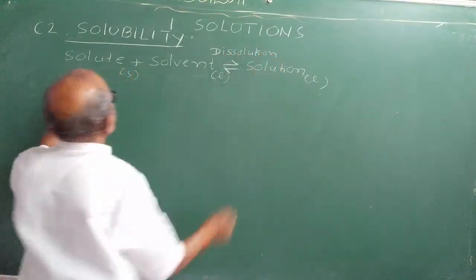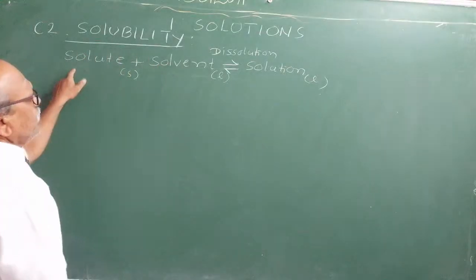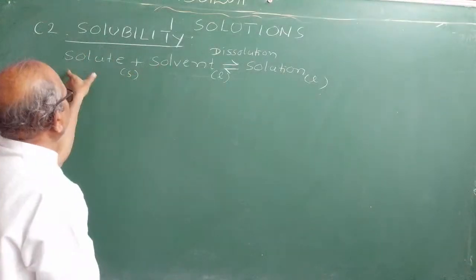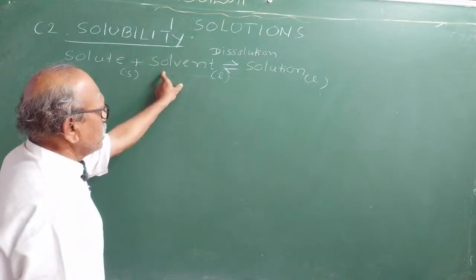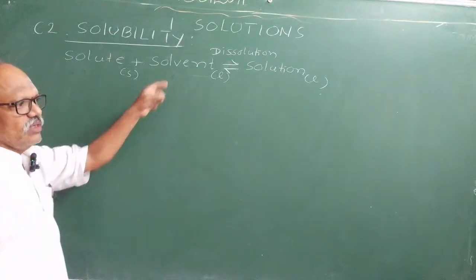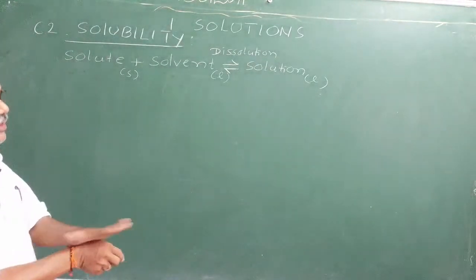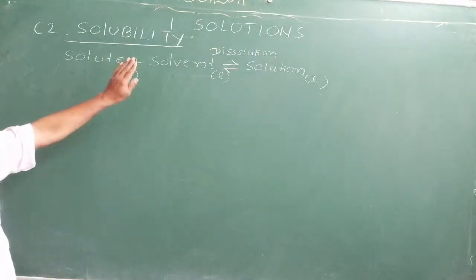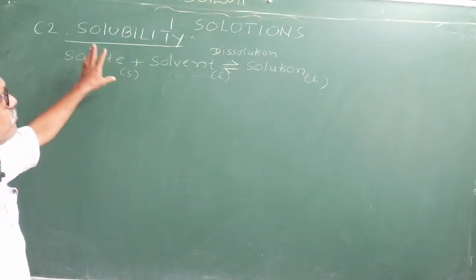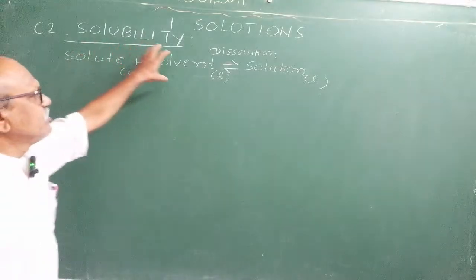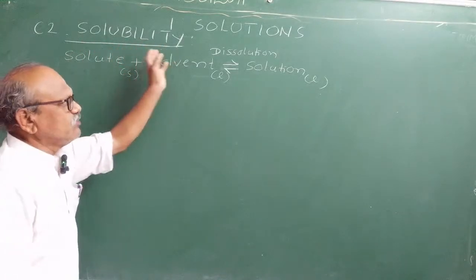Like sugar when dissolved in water, salt when dissolved in water. Whenever a solid solute is dissolved in water, a certain stage is reached when it cannot dissolve any more solute in it, and then we say that the solution is said to be saturated.